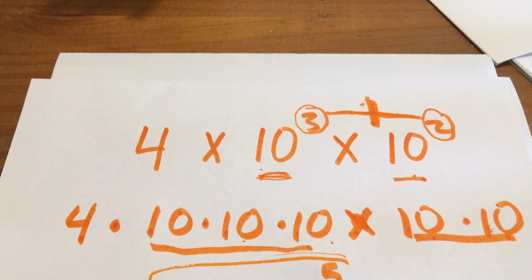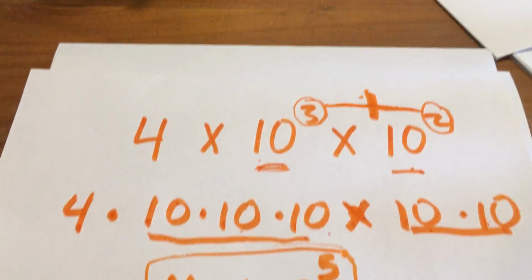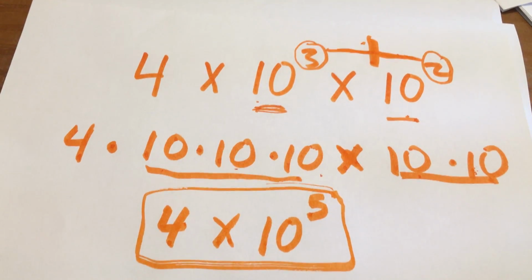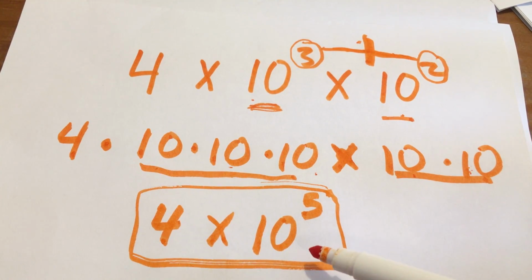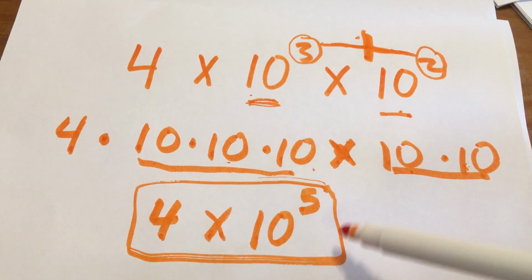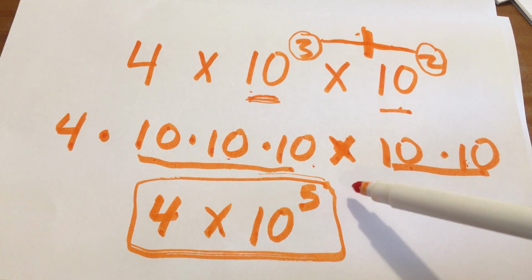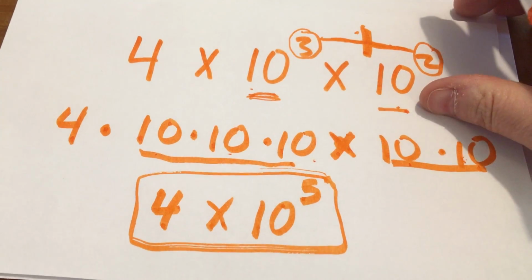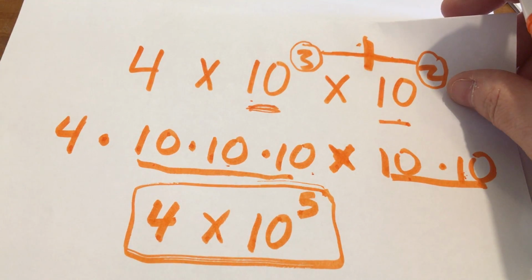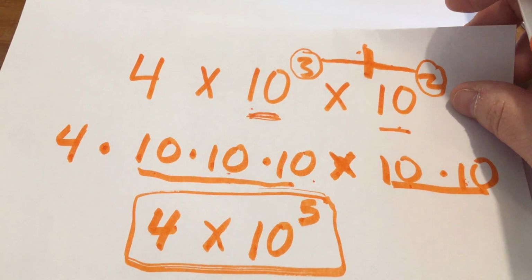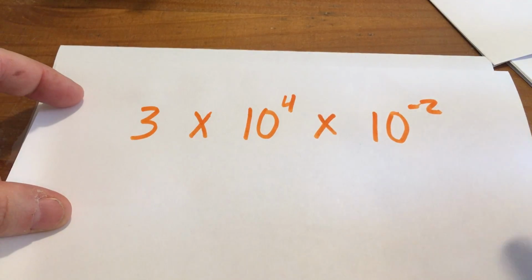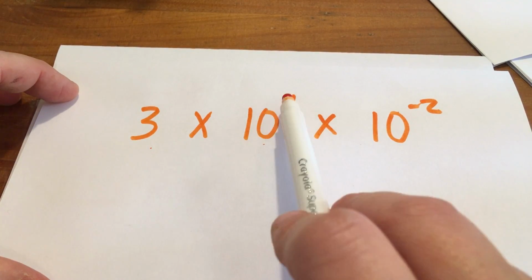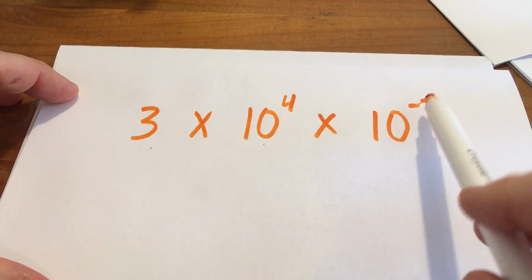This is your answer. They're not actually asking you to solve it. They want you to write it in basically an exponential form that is reduced, or you go as far as you can without solving it. Okay, let's do another one of those. Here, they have 3 times 10 to the 4th power times 10 to the negative 2.